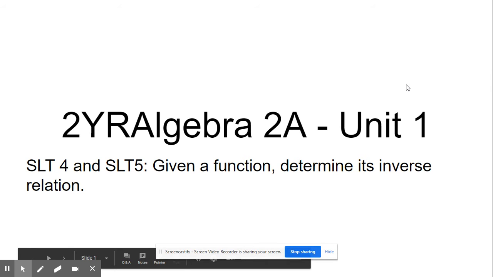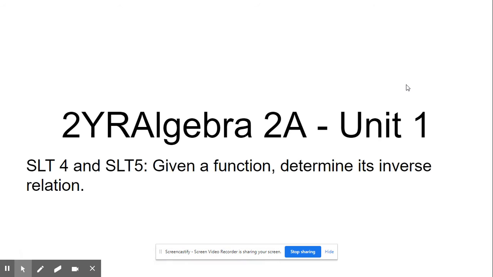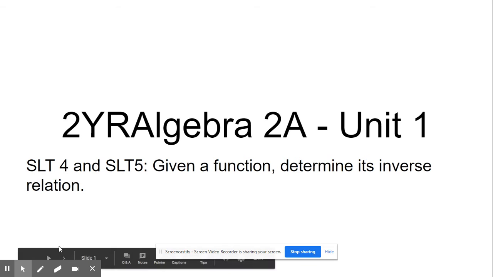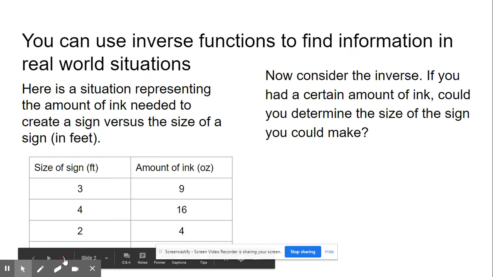Welcome to week 3 of 2-year Algebra 2A, Unit 1, where we're going to look at SLT4 and SLT5. Given a function, determine its inverse relation.